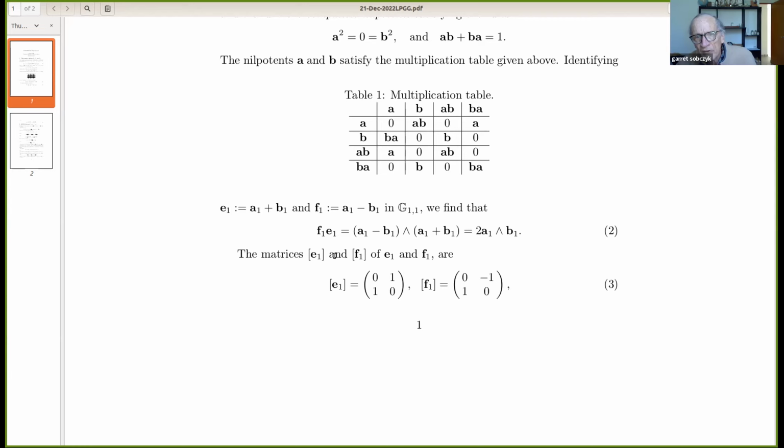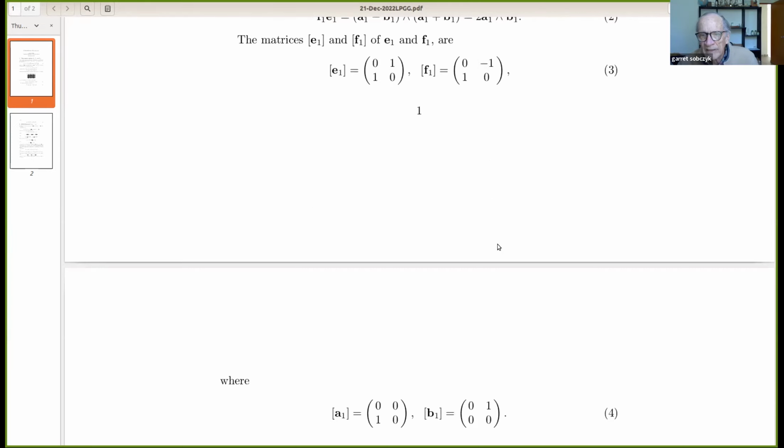Okay, so the 2x2 matrix representation of E1 and F1 are just E1 equal to 1, 1, and F1 is equal to 1, minus 1. When we go to the Pauli algebra, we just multiply F1 times I, and we get minus I and I, if we wanted to go to the geometric algebra G3. Okay, let's go to the next page.